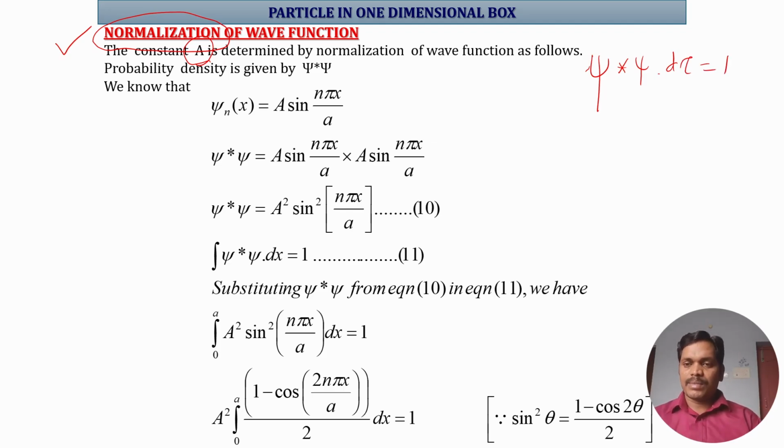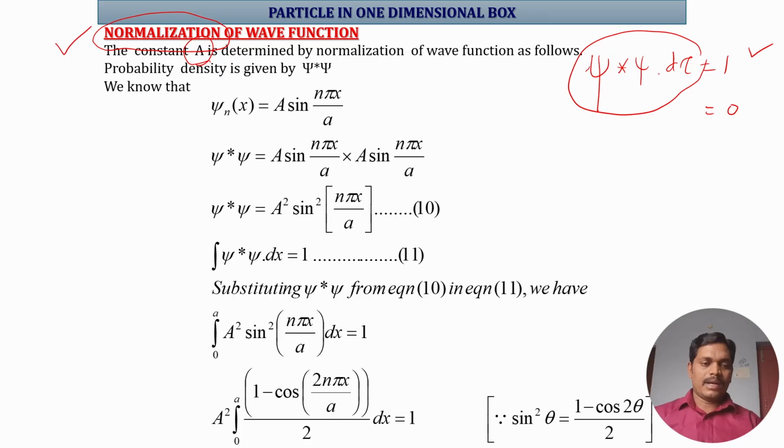For particle present, and for particle not present, ψ*ψ dτ is equal to 0. This is for three dimensions, whereas for one dimension, you can say ψ*ψ dx is equal to 1. I hope you can understand. If you are using dτ, it means all the three axes; if you are using dx, it is one axis.